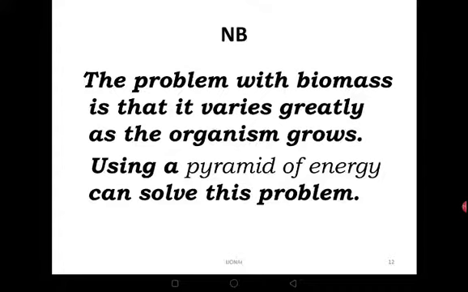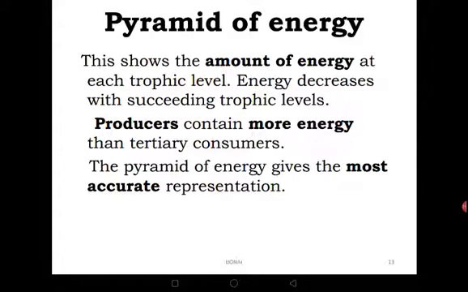So therefore, the most accurate pyramid so far is the pyramid of energy. I'm saying so far because you can also come up with yours in future. So the most accurate pyramid is the pyramid of energy so far. So what does this talk about? This shows the amount of energy at each trophic level. Remember, energy decreases with the succeeding trophic levels.